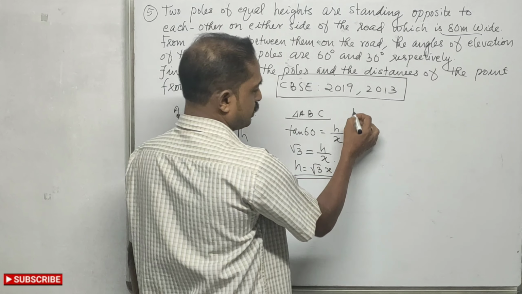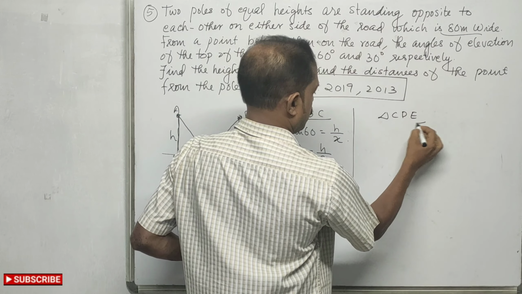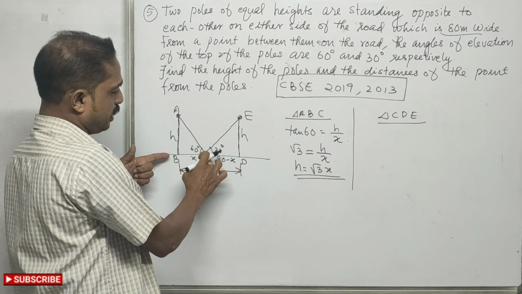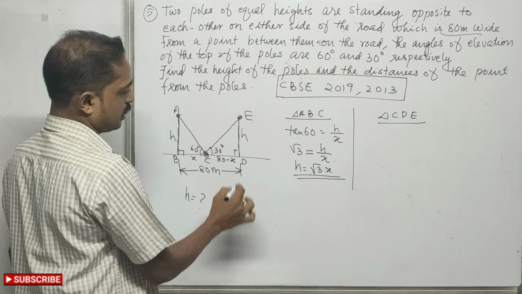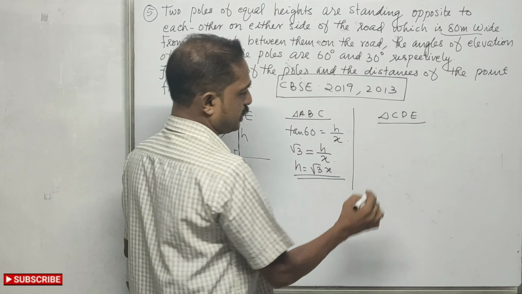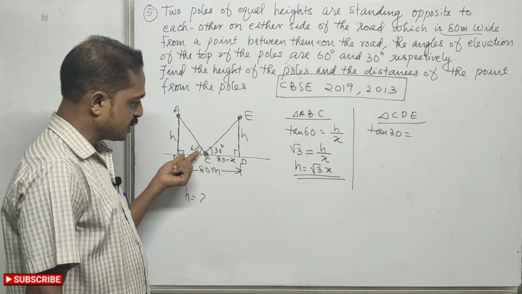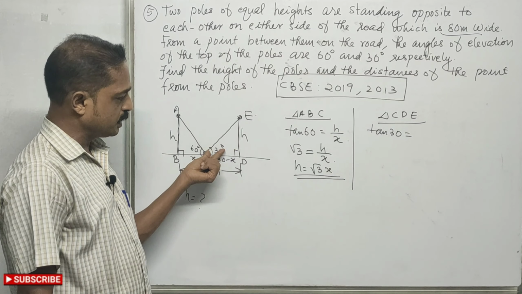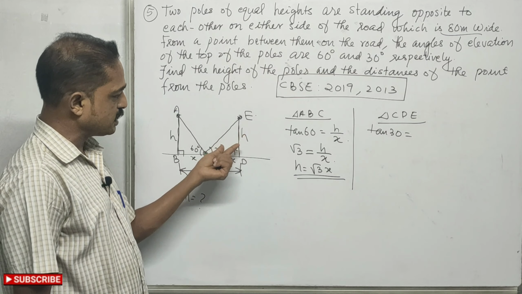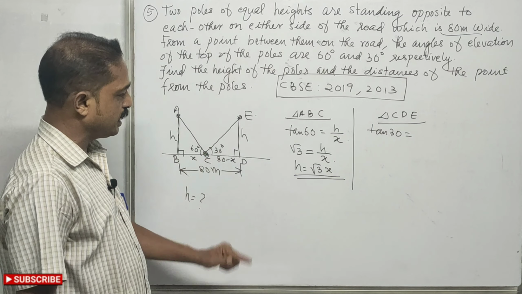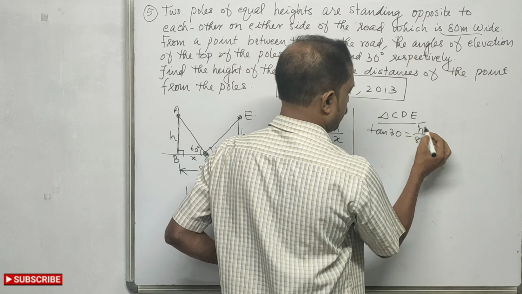Next we are considering the triangle CDE. First we considered the triangle ABC and then we are considering the triangle CDE. So these two are right triangles. Again, what is tan 30? See the opposite side and adjacent side. So you will have to use the trigonometric ratio involving opposite side and adjacent side, which is tan. So tan 30 is equal to opposite side H by adjacent side 80 minus x. H divided by 80 minus x.